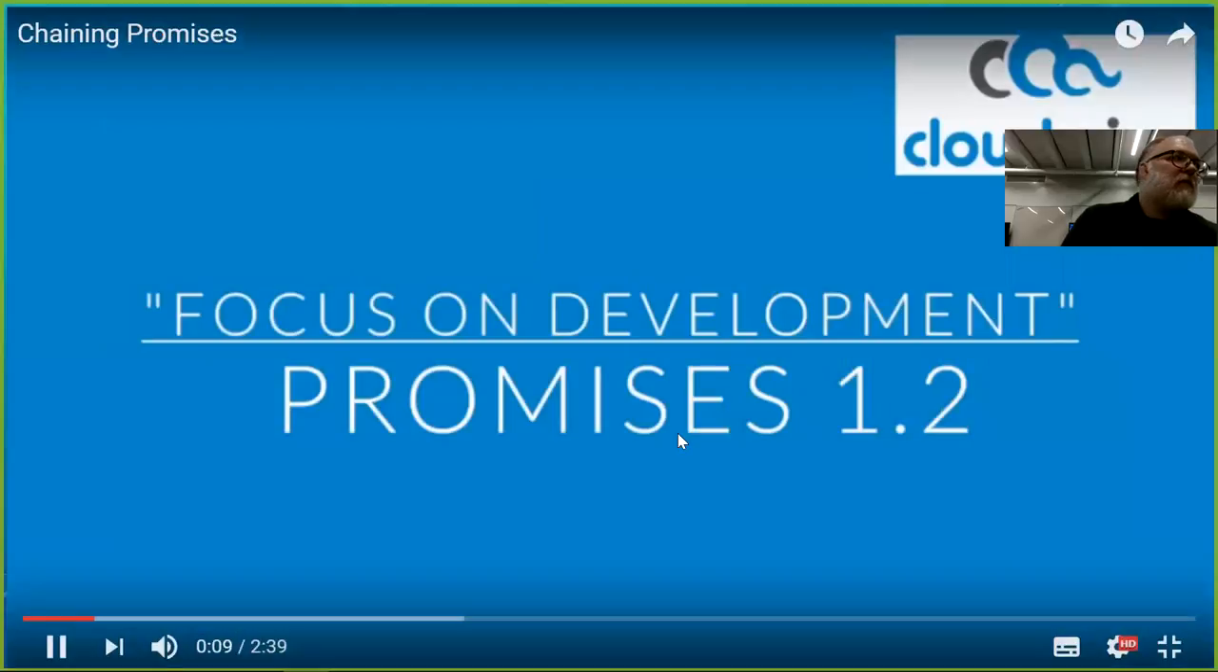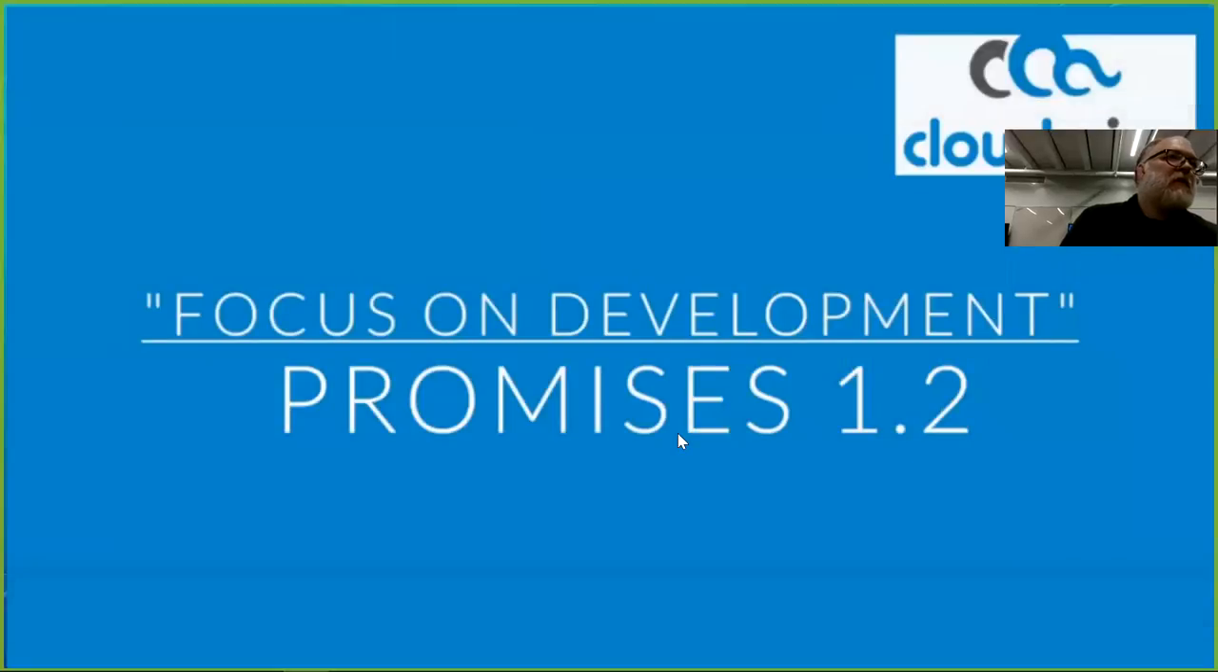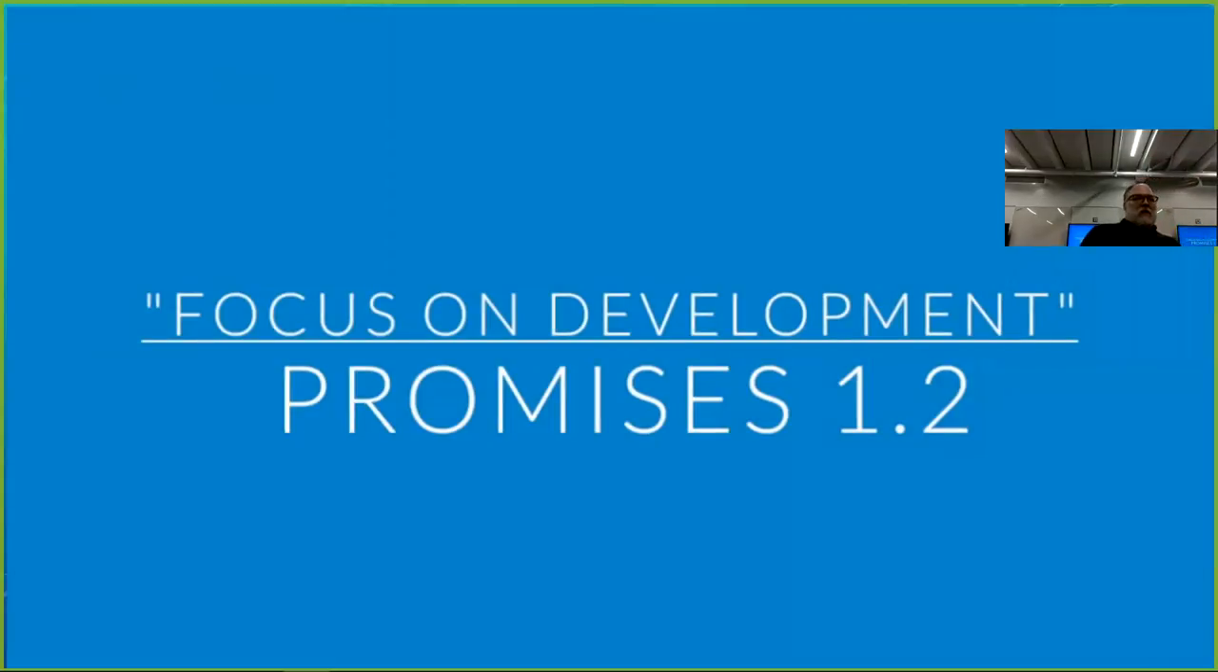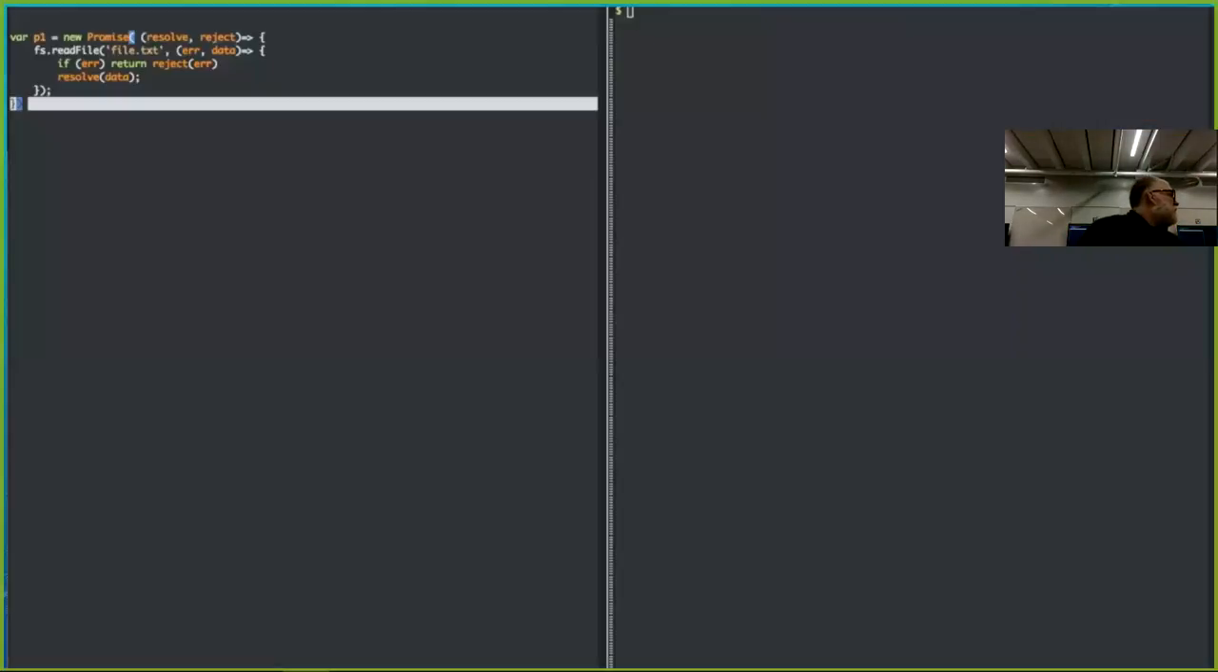Hi, everybody. I've been talking about promises. In this chapter, we're going to talk about the concept of chaining promises together. The basic idea behind it is that when this promise finishes, you want to say, okay, when you're done, I want to do something next. That's the power behind the call that it returns you.